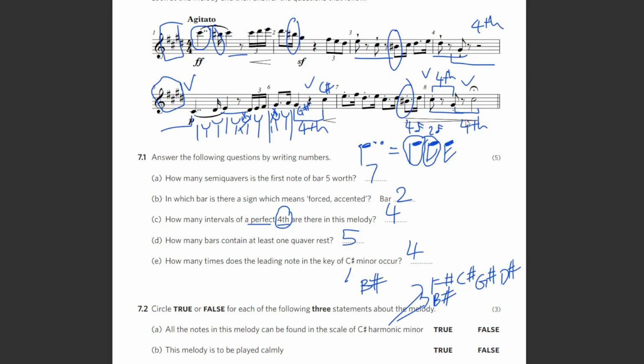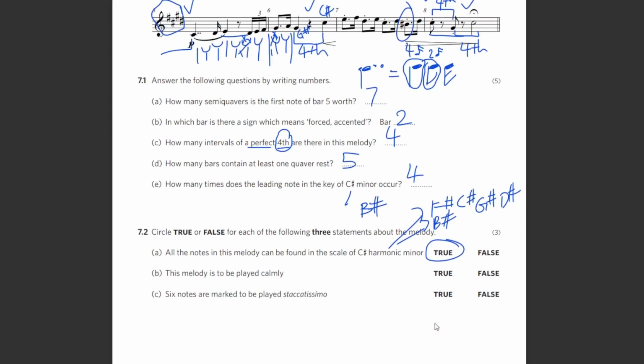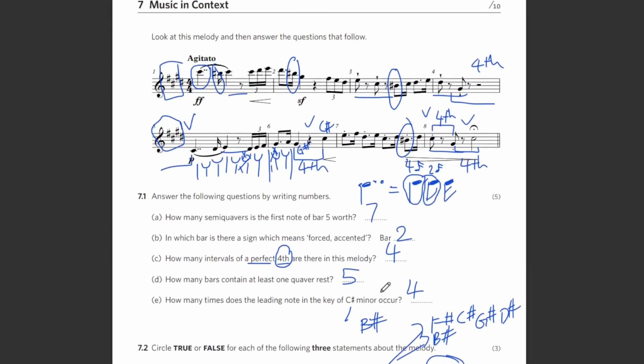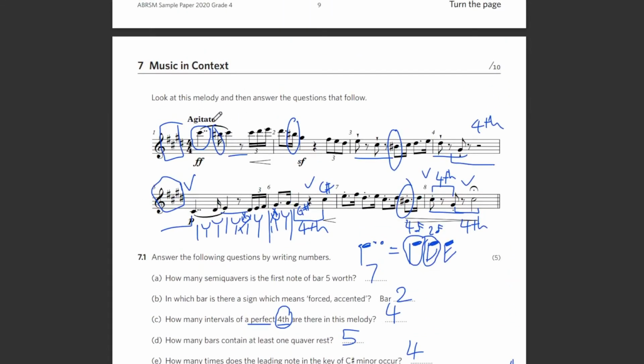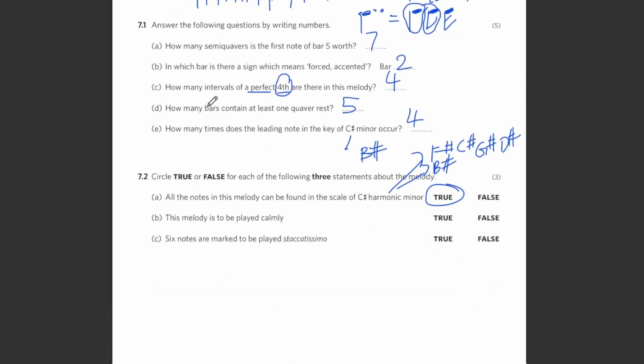Next, I want to check all the B to make sure that they have a B sharp. Okay, B sharp, B sharp. All the B has a B sharp. Yes. So the answer for A is true because all of them are the notes found in C sharp harmonic minor. The melody is to play calmly. So whether it's calmly or not depends on the sign here. Agitato, no, it means agitated. It doesn't mean calm, so it is false.